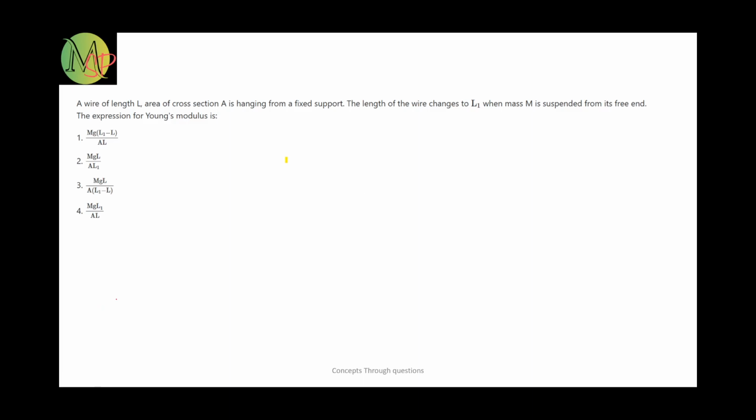A wire of length L and cross-sectional area A is hanging from a fixed support. If this is the length of the wire, the length of the wire changes to L1 when mass M is suspended.